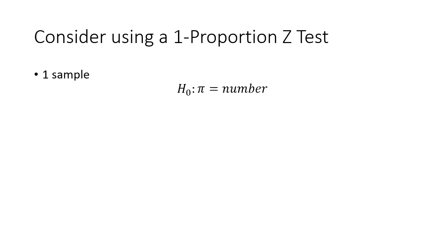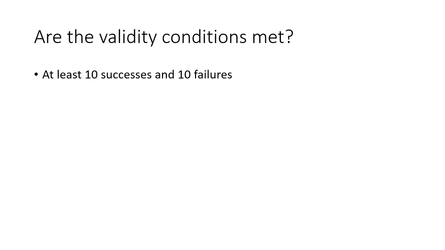So here we have one sample and a null hypothesis that pi, a population proportion, equals some number. That's an indication that we should consider using a 1 proportion z-test. Next, we need to check whether the validity conditions are met. Recall that the validity conditions for a 1 proportion z-test are at least 10 successes and at least 10 failures.